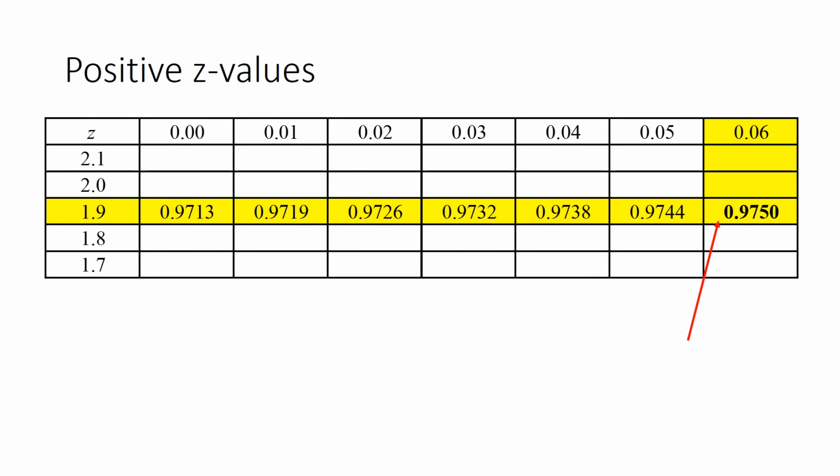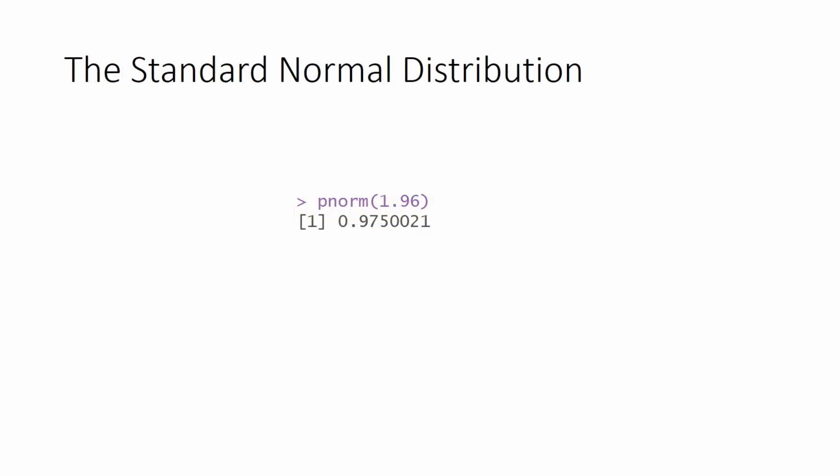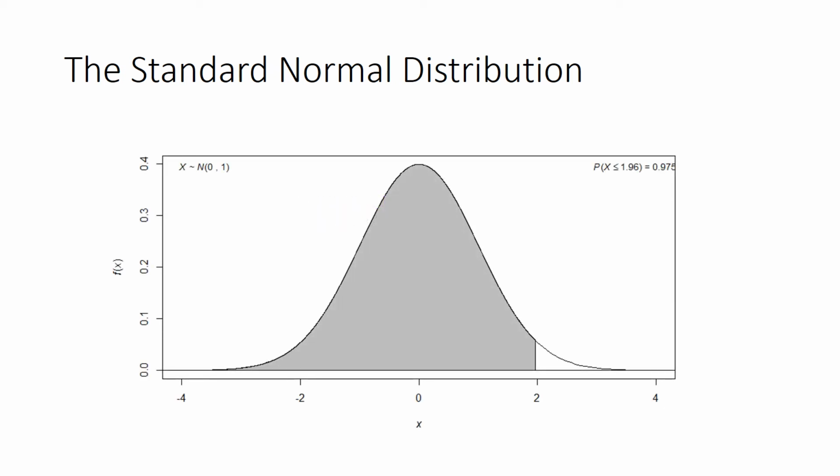This is the part of a normal distribution table when the z-values are positive. When z equals positive 1.96, the area less than z equals 0.9750. Since the total area under the curve equals 1, the area greater than z equals 1.96 is 1 minus 0.9750, or 0.0250. The shaded area on this slide equals the area less than z equals 1.96.